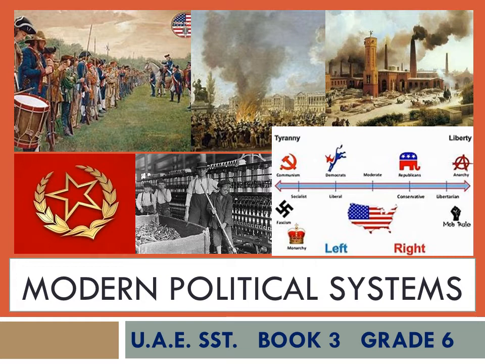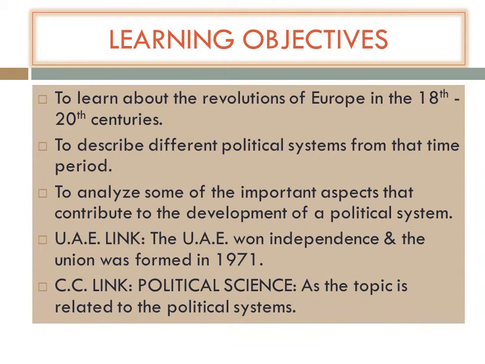So, let's get started with our next lesson of UASST for grade 6 from book 3, Modern Political Systems. So, let us see the learning objectives. To learn about the revolutions of Europe in the 18th and 20th centuries, to describe different political systems from that time period, to analyze some of the important aspects that contribute to the development of a political system.